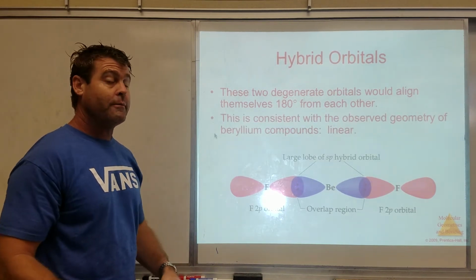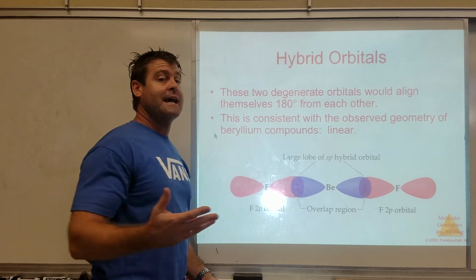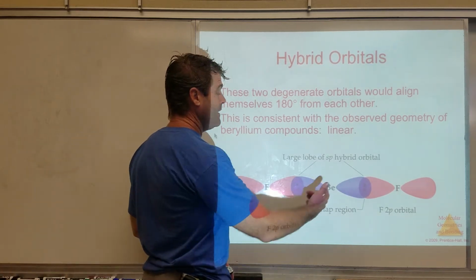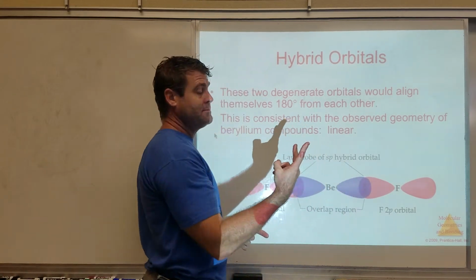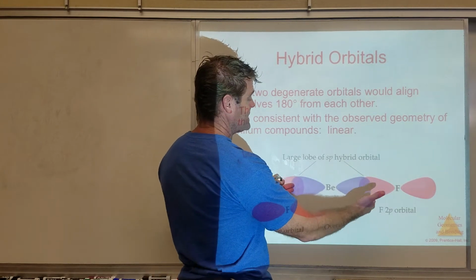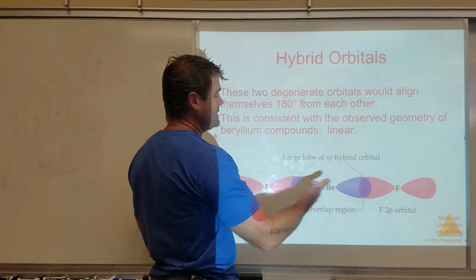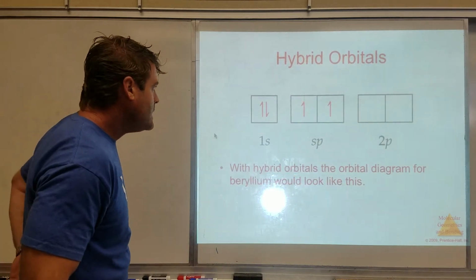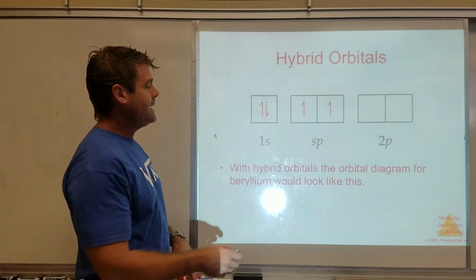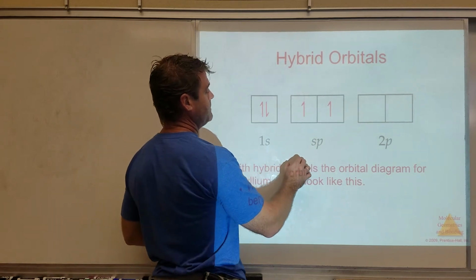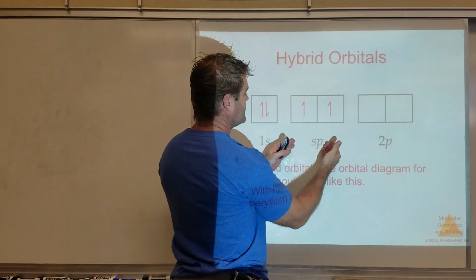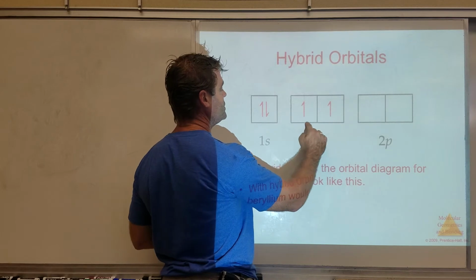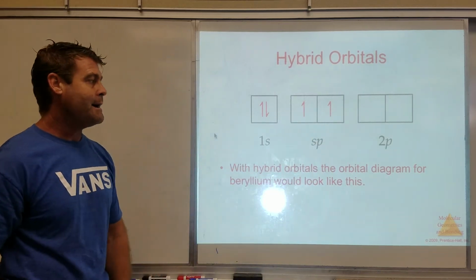And you guys remember from VSEPR, we would expect this to have a linear shape. As you have sp orbitals, there's two sp orbitals. Remember, they're going to maximize separation. How can they do that? 180 degrees. It's a linear shaped compound. So you guys see what we did, right? One of the s's and one of the p's hybridized together, and now we have two sp hybridized orbitals.